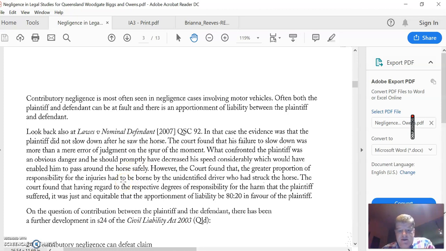That said, though, the greater proportion of responsibility for the injury was to be borne by the unidentified driver who struck the horse, and they found that, looking at the facts, there was an apportionment of liability of 80-20. So they're using the facts of the case there to illustrate what happens. Look, I hope looking at these couple of things gives you some idea for how you can use cases.